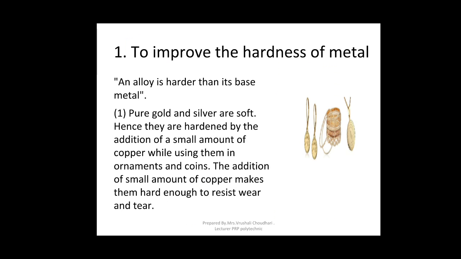Just take an example. Pure metals are soft, malleable, ductile. They can easily be converted into different shapes and sizes. But when we make an alloy, they become hard, difficult to convert into different shapes and sizes. Pure gold and silver are soft. Therefore, they are highly ductile and malleable. We can use them for making different shapes of ornaments. But because it is very soft, it becomes weak. It is not going to maintain the different shapes.